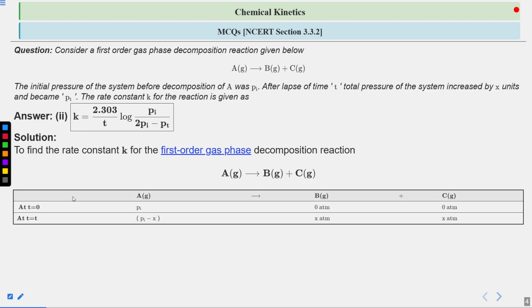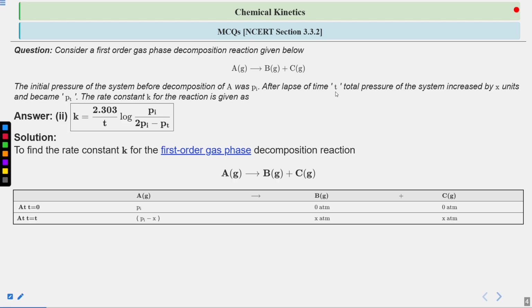So we consider the reaction as A, the reactant, converting to B and C. Now at time t equals 0, because it is mentioned in the question that we are talking about the pressure of the reaction after the lapse of time t, we consider what the pressure of our reaction is initially and after the time lapse of t.